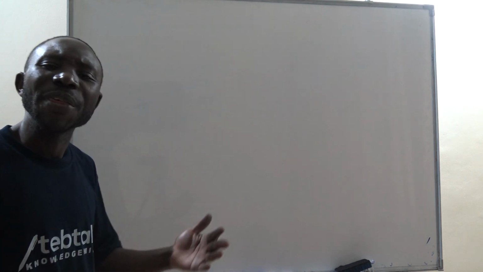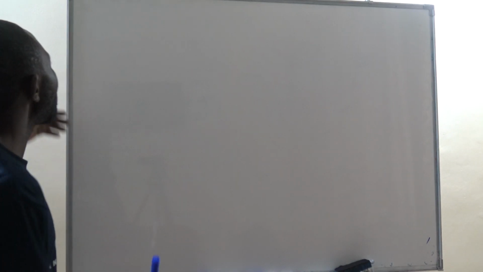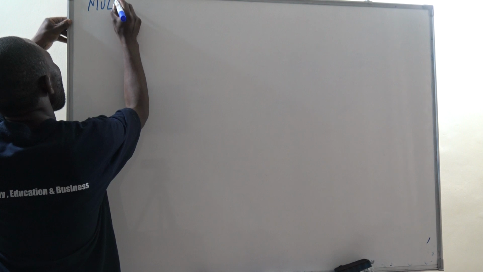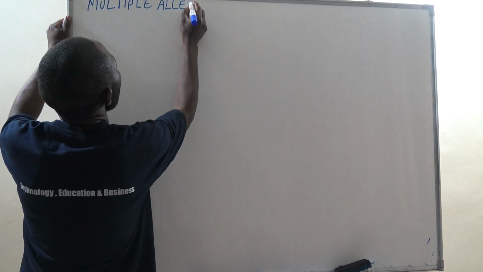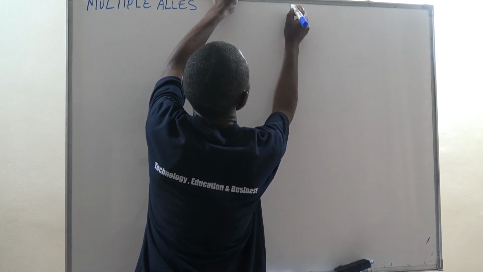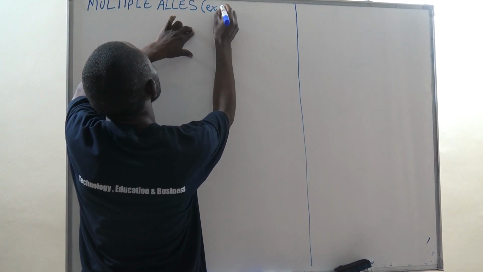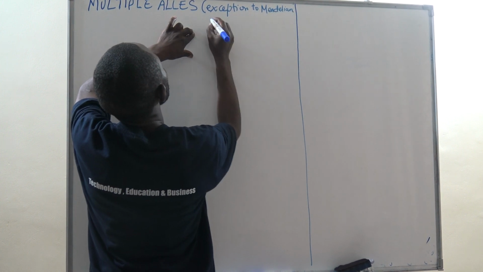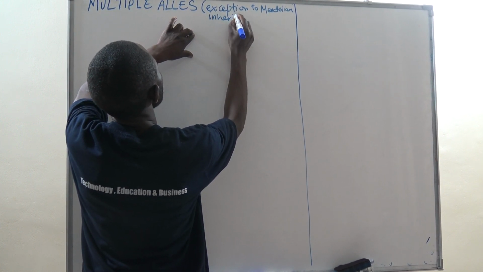Let's move on with another lesson of biology. We are still dealing with our topic, genetics, but we have moved very far, and today we can look at multiple alleles. Remember that this is an exception to Mendelian inheritance.